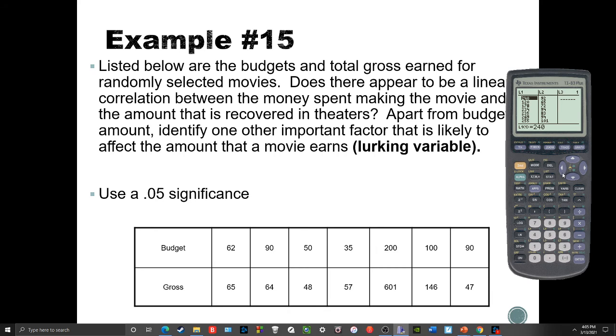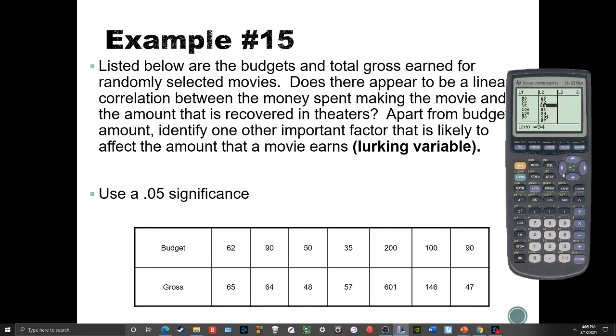So let's enter these numbers in here. So 62, we're assuming these are millions of dollars, because we probably don't spend 62 bucks on a movie. We probably spend 62 million on a movie, would be my guess. So 62 million, 90 million, 50 million, 35 million, 200 million. It's probably a Marvel movie there, right? 100 million, and 90 million. I'll delete the rest of my list here.